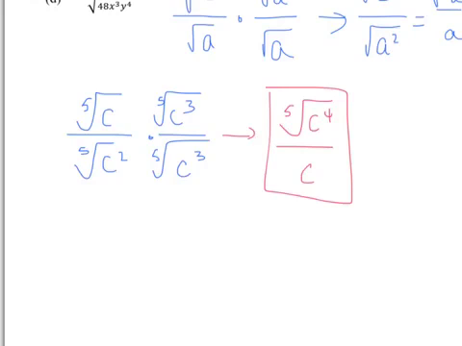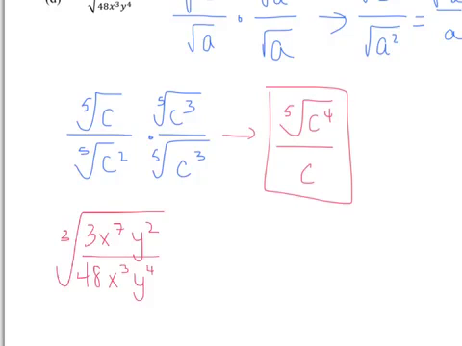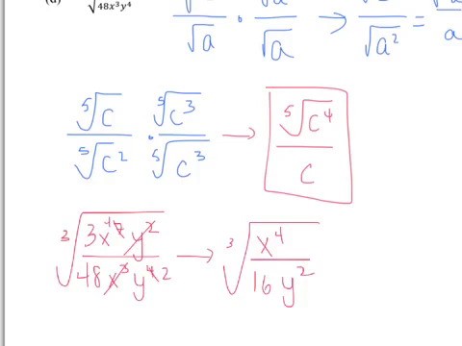Part D says the cube root of 3x to the 7th, y to the 2nd, all over 48x to the 3rd, y to the 4th. Well, this kind of problem, it helps to start by simplifying. Well, 3 over 48 is 1 over 16. So in the numerator, I leave behind a 1, which doesn't matter, and then it's 16. For x to the 7th and x to the 3rd, 3 of these cancel with 3 of these, leaving behind 4 x's up top. And then 2 of these y's cancel with 2 of these, leaving 2 y's down below. So this is what we've got now.